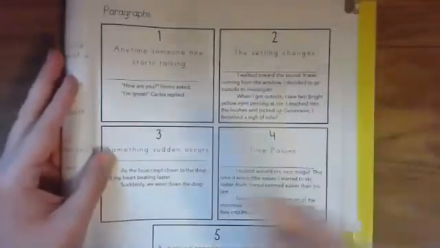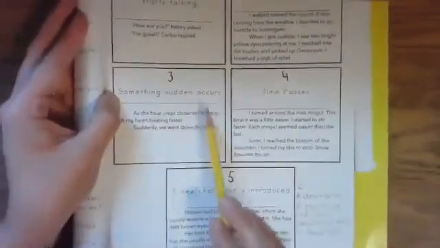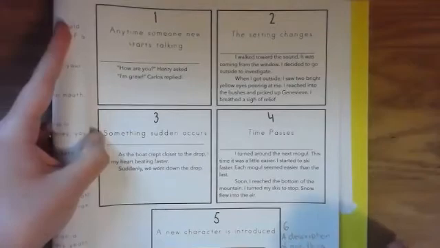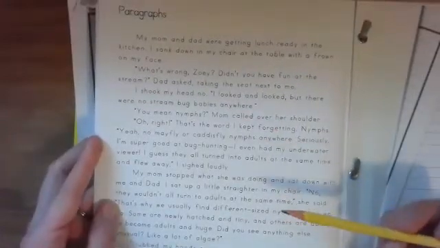A new paragraph happens anytime someone new starts talking, the setting changes, something sudden occurs, time passes, a new character is introduced, or a description of one thing ends and something new is described. To help us get ready for adding paragraphs to our personal narrative, we're going to read an example. It's on the last page in your booklet, page 54, and it's from Zoe and Sassafras, More Horses and Bubbles. I'm going to read this story, and I'm going to think aloud why there are new paragraphs and how it helps me read it.